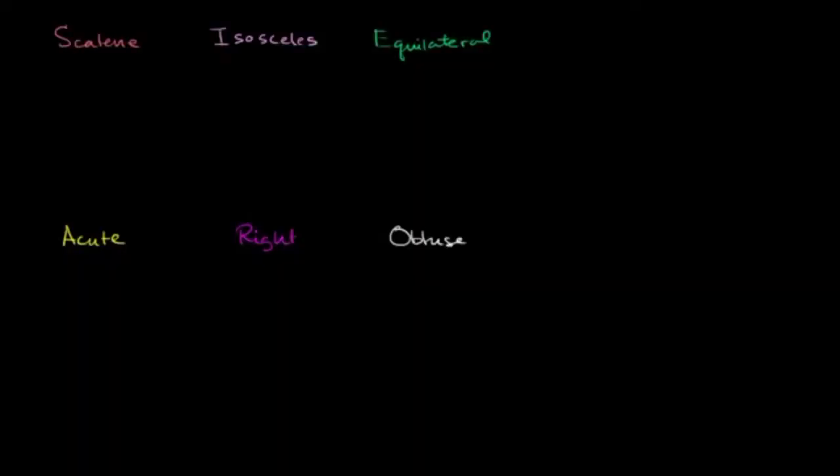What I want to do in this video is talk about the two main ways that triangles are categorized. The first way is based on whether or not the triangle has equal sides, or at least a few equal sides, and then the other way is based on the measure of the angles of the triangle. So the first categorization right here, and all of these are based on whether or not the triangle has equal sides, is scalene. And a scalene triangle is a triangle where none of the sides are equal.